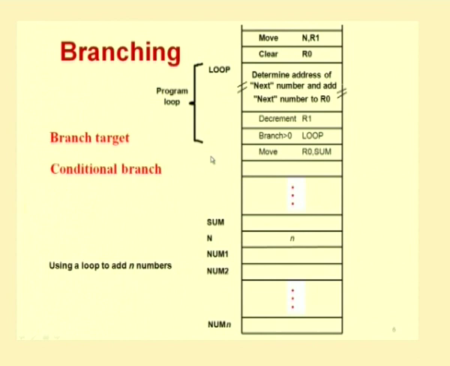Okay. So, in this case we are using what we call a conditional branch. If you see in this conditional branch instruction, you will have branch greater than 0 and loop. What is this loop? This loop is the target of this branch. We refer to it as the target of the branch, in the sense this is the memory address to which you need to branch back.